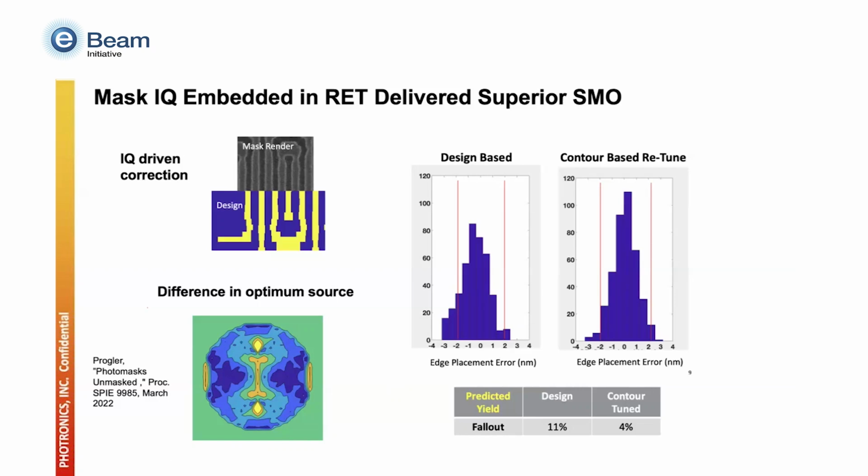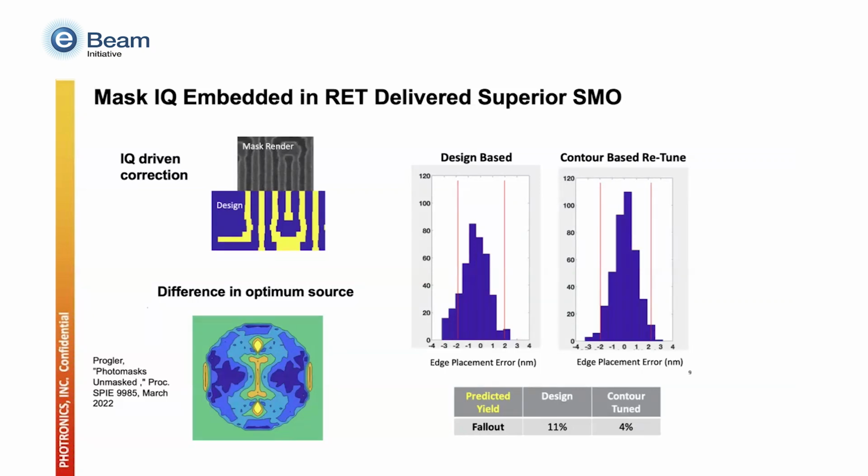And if you carry that forward to the right here, you see edge placement error, EPE, in the predicted design using the design-based metrics and source versus the contour-based metrics and source. So once that source was re-optimized for the actual mask image quality and mask contour, we're able to get, in this case, 4% yield fallout versus 11% fallout for the purely design-based. So again, another example where the coupling between mask image quality, as measured here through contours, and doing source mask optimization had a very, very substantial impact on the end result.